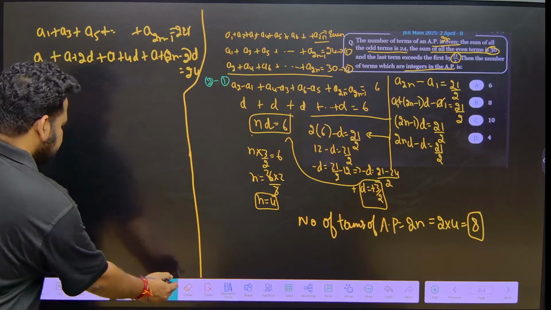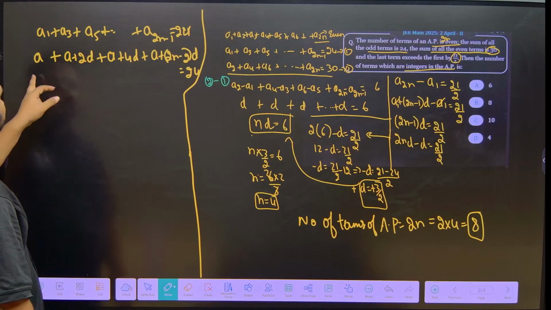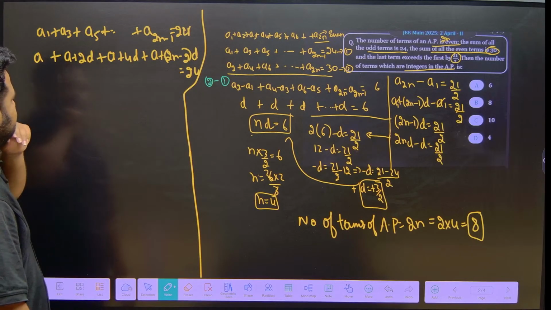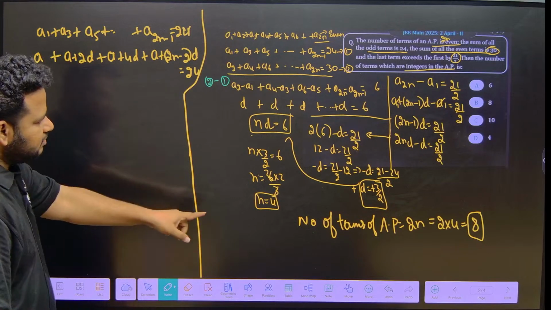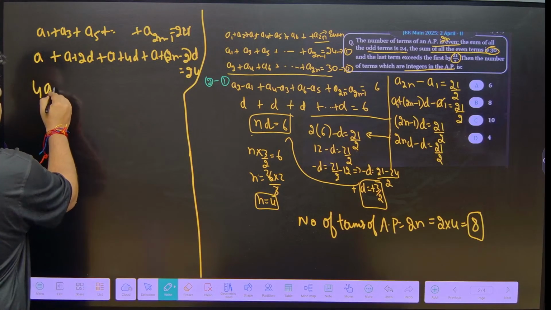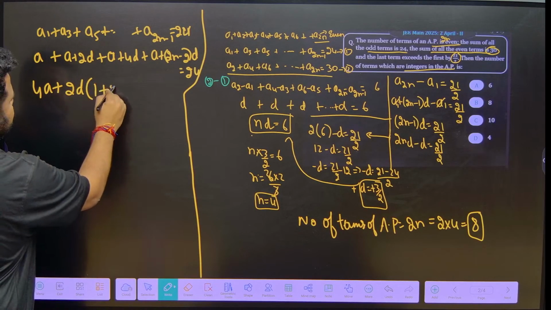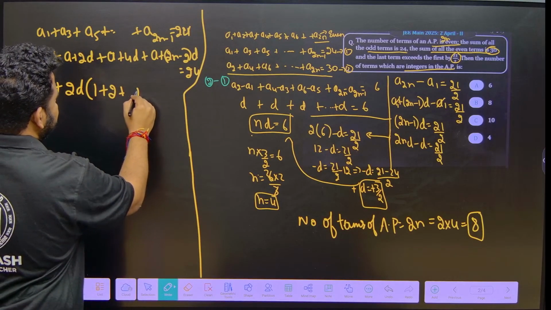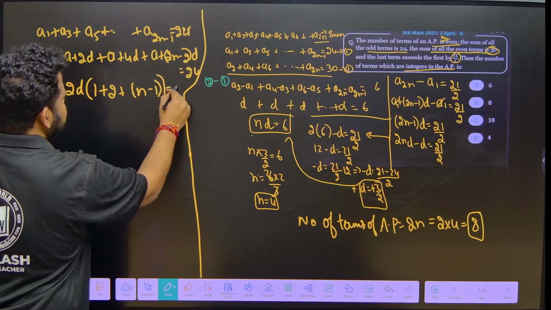Now what we have to do? Let us take A common here. There are 4 A's, because 4 odd number of terms are there. I can take it as 4A plus 2D, taking 2D common, this will become 1 plus 2 up to 2n minus 1. If I take 2 common, this will become up to n minus 1. So 2D times the sum up to n minus 1, plus 4A, is equal to 24.